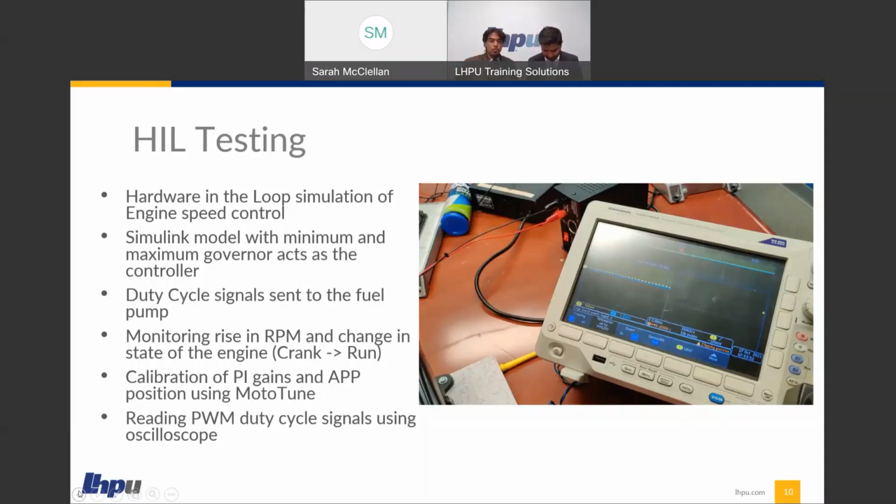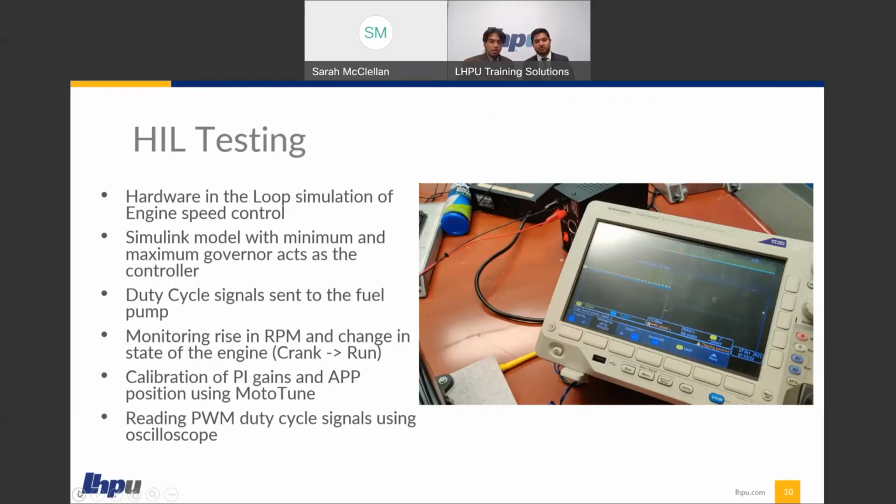We had to see if, when we press the pedal, our RPM is increasing properly, and our fuel per cylinder is also being properly injected by the fuel pump. And this oscilloscope basically allowed us to see whether the duty cycle signal is being sent from the pedal position to the fuel pump. And that is what we have done in our hardware-in-the-loop testing.